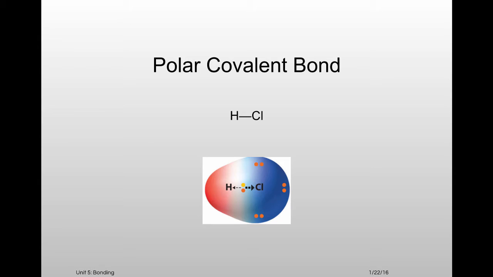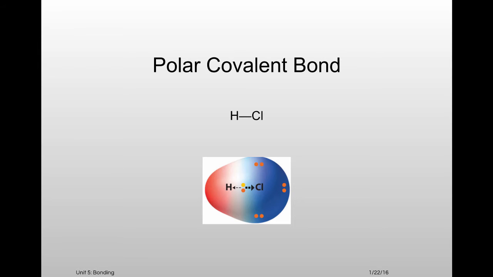And since electrons are negative, then the chlorine end of the molecule will be negative and the hydrogen end will be positive. And so when we have a separation of charge, we call that poles. So the hydrogen chloride bond is a polar bond. Chlorine and hydrogen share the electron, yes, but not equally. And this is shown in the diagram.